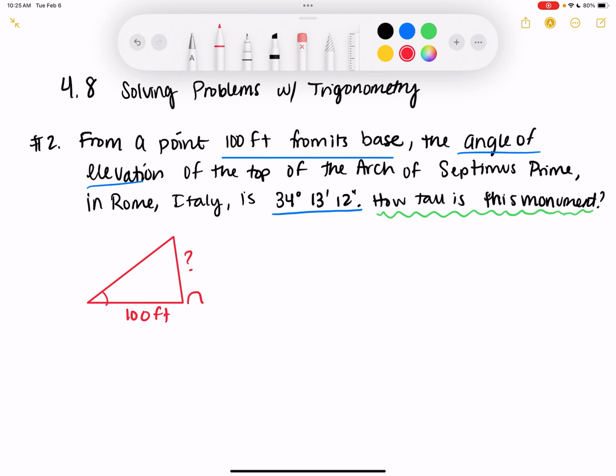So I need to convert the degrees, minutes, seconds all into decimal. So how would I do that? 34 plus 13/60 plus 12/3600. Yep.